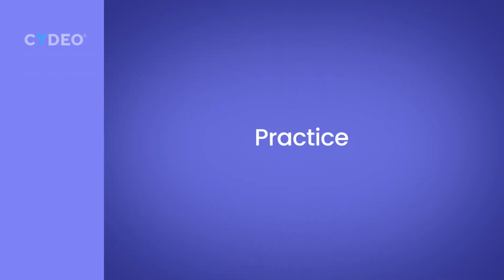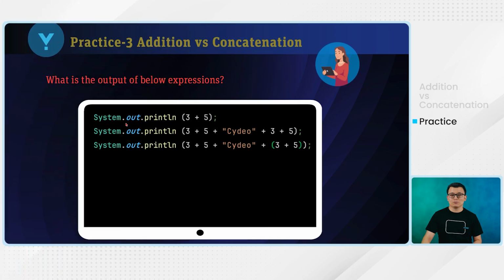Now let's take a look at this practice task. In this practice task, we need to analyze what will be the output of the following code fragments. First, at the first line, we have a print statement that is adding 3 to 5. And then in the second print statement, we have 3 plus 5 plus a string CYDEO plus 3 and plus 5. And then the last print statement, we have 3 plus 5 plus a string of text CYDEO plus, and then within the parentheses, we have 3 plus 5.